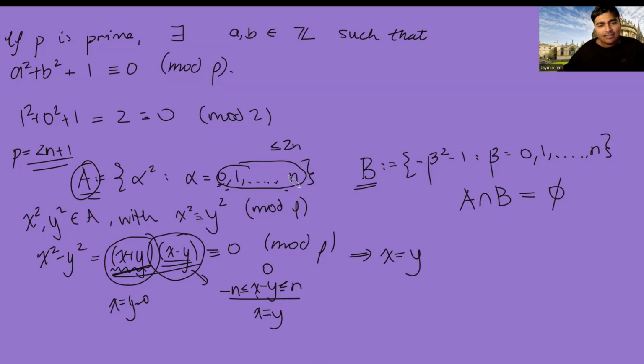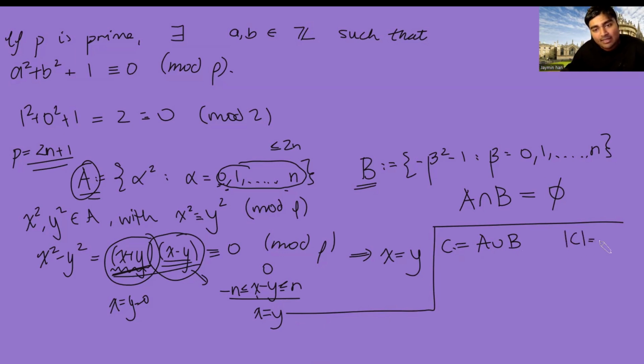Well, let's look at the set C, which I'll just squeeze in here. C is just going to be defined to be A union B. So everything in A along with everything in B. Firstly, how many elements does C have? Well, C is going to have 2n plus 2 elements because this guy has n plus 1, this guy has n plus 1, and the intersection is empty.